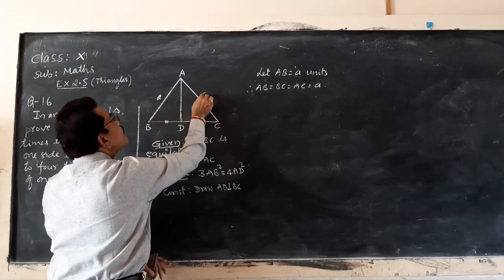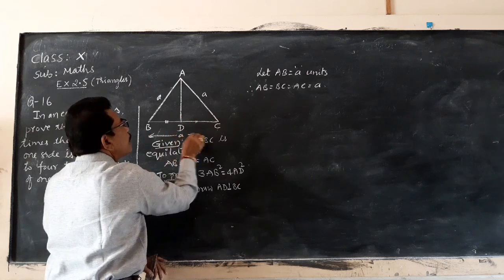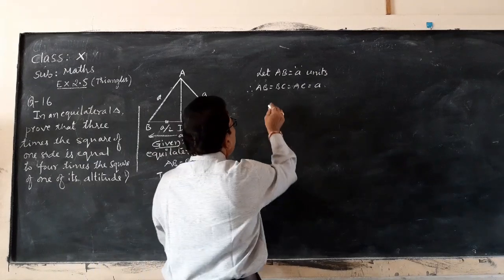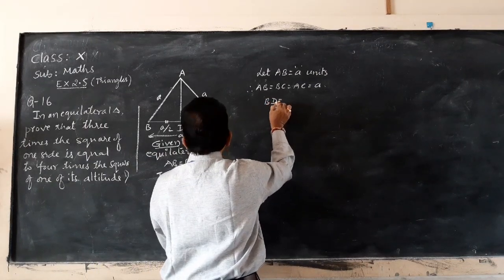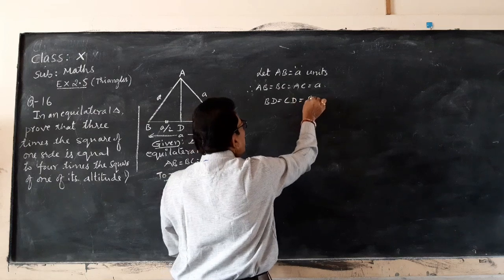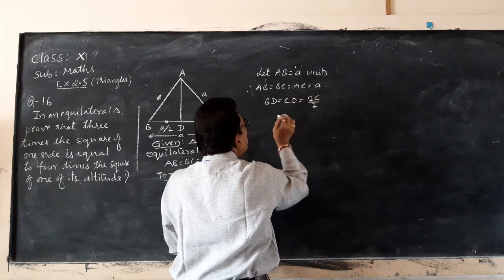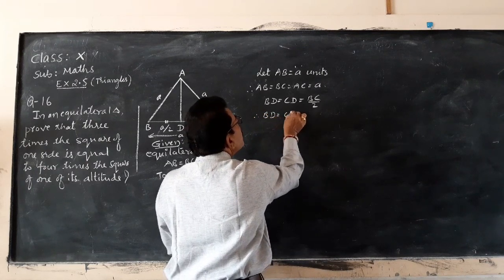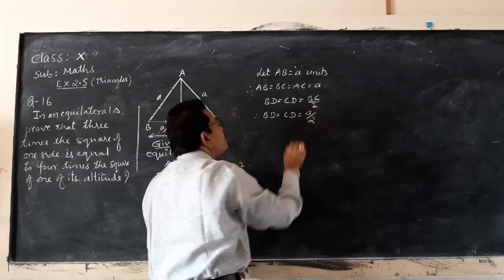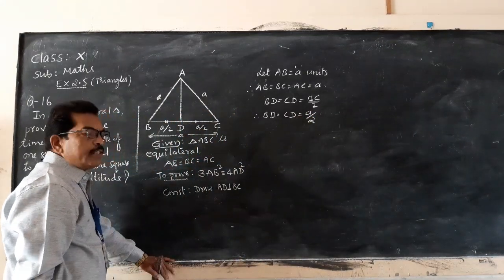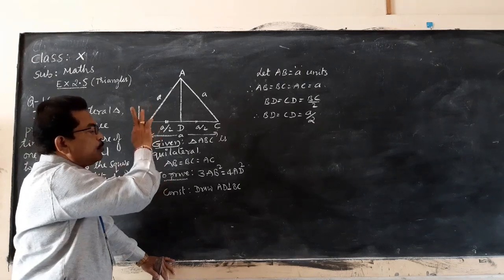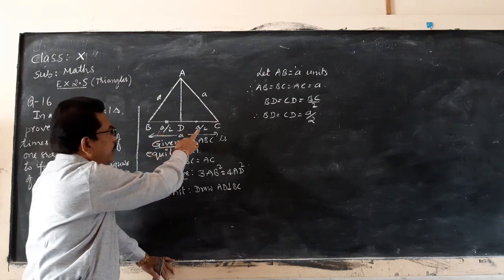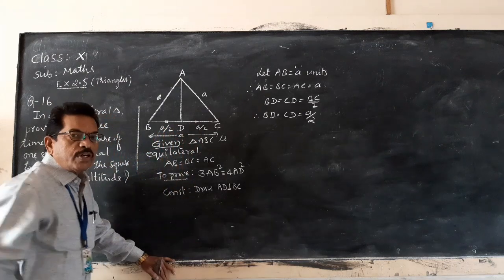Then this side is A, this side is A, this BC is also A, this is A by 2, this is A by 2. BD equals CD, that is equal to BC by 2. Therefore, BD equals CD equals A by 2, because in an equilateral triangle, the altitude bisects the base. BD equals A by 2, CD equals A by 2.